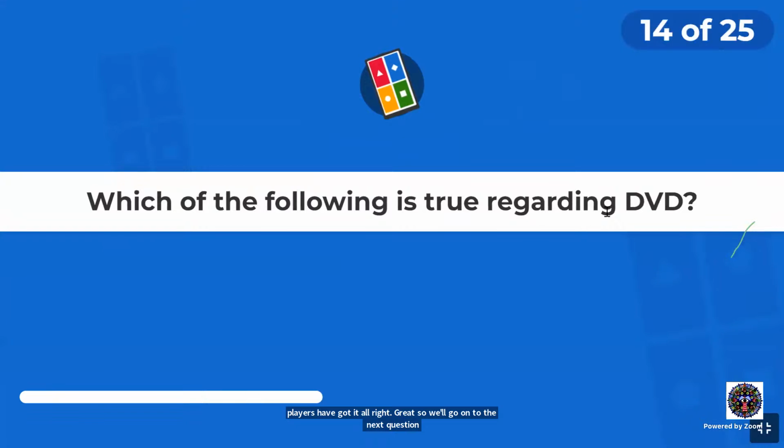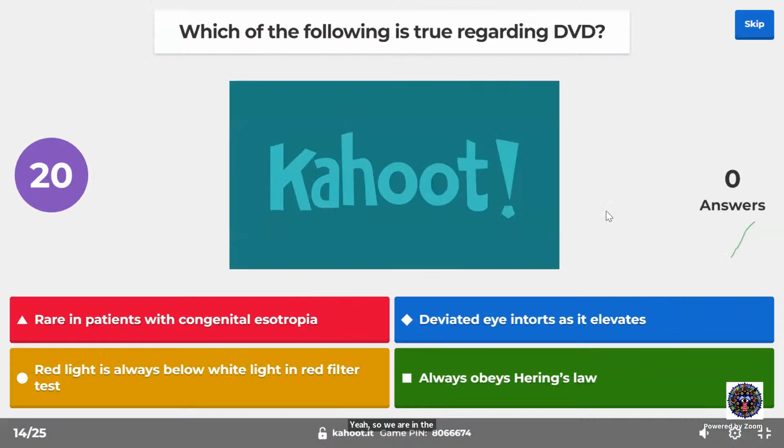Yeah, so we are in the middle. So which of the following is true regarding dissociated vertical deviation? Rare in patients with congenital esotropia, deviated eye intorts as it elevates, always obeys Hering's law, red light is always below white light in red filter test.